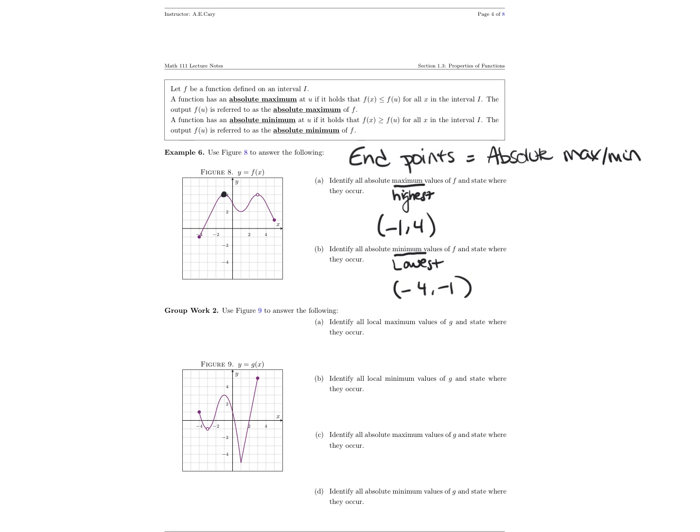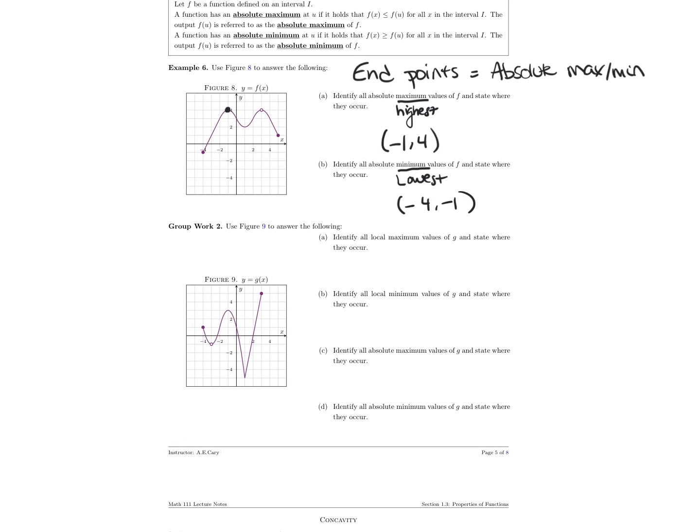So if we take a look at figure 9 below, it's asking about all of our locals and absolute maximum and minimum. So when we take a look at our local maximum, again, for locals, endpoints do not count. So we have a point here that is, again, not necessarily the highest, but is, if we look in a specific interval, this is the highest point here. So that will be our local maximum at -1, 3.